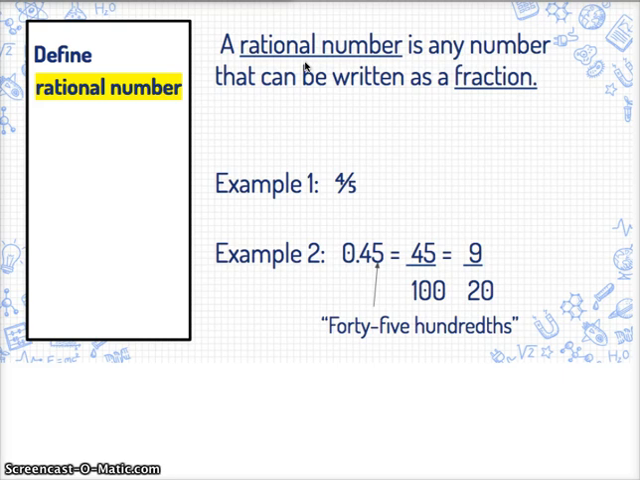In example 2, 45 hundredths is a decimal, but if you remember, 45 hundredths can be written as 45 over 100, which could be simplified to 9 over 20. That means that this decimal, 45 hundredths, is also a rational number because it can be written as a fraction.